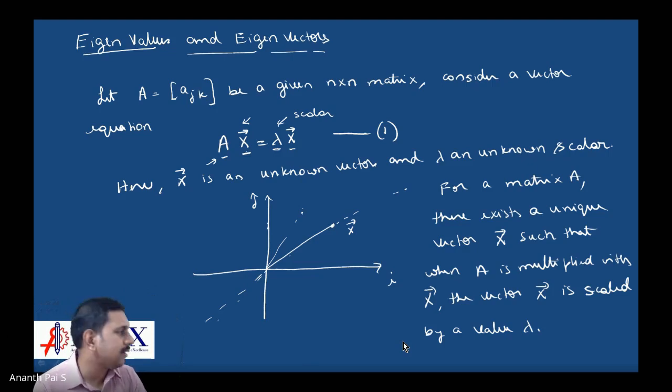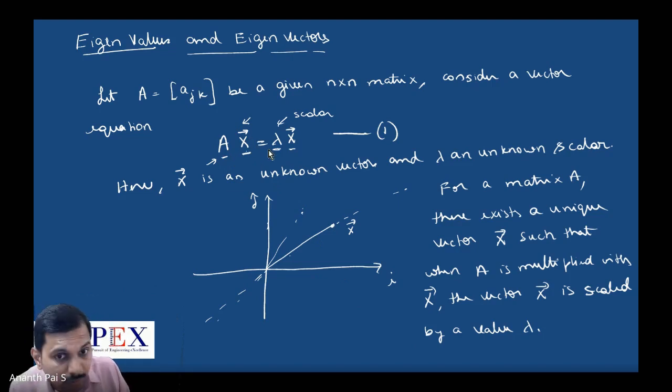So, eigenvalues and eigenvectors. What are eigenvalues and eigenvectors? I have told a lot about this. One of the things is that when you multiply a matrix by a vector, if it happens that it is equal to multiplying a scalar with the vector, then this x bar is the eigenvector of this matrix A.